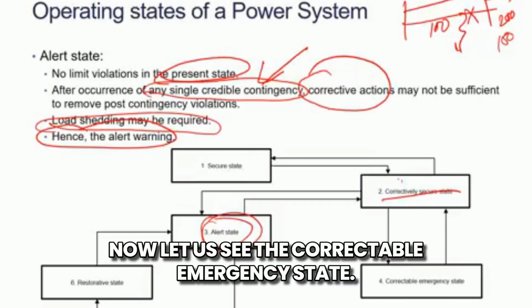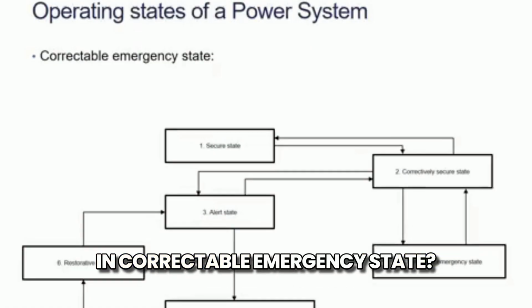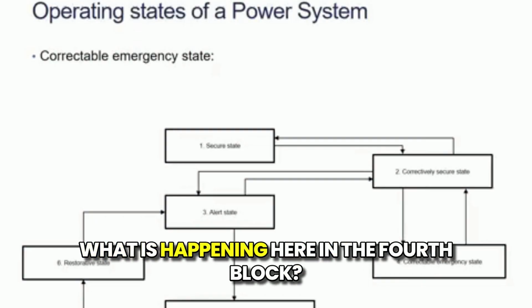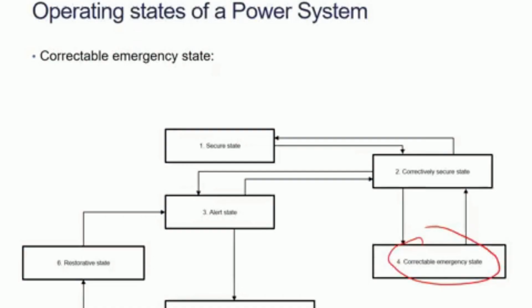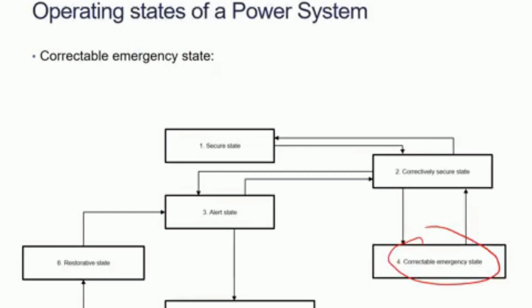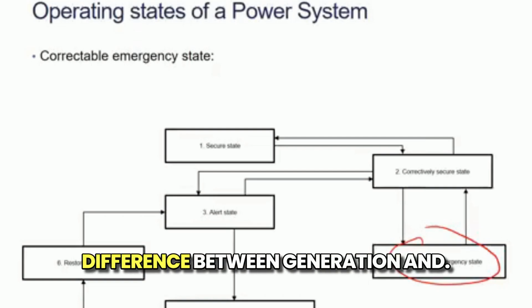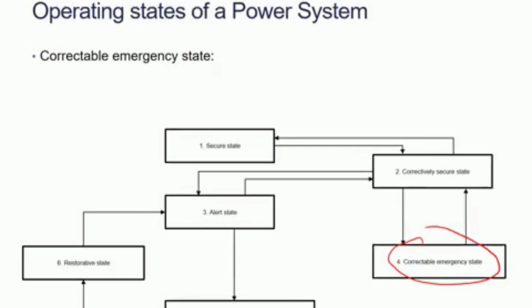Now let us see the correctable emergency state. Can you guess what is happening in the correctable emergency state? What is happening here in the fourth block? Can you think of what could be happening here? It is the corrective emergency state. The difference between generation and evacuation, for example, this difference must be corrected.